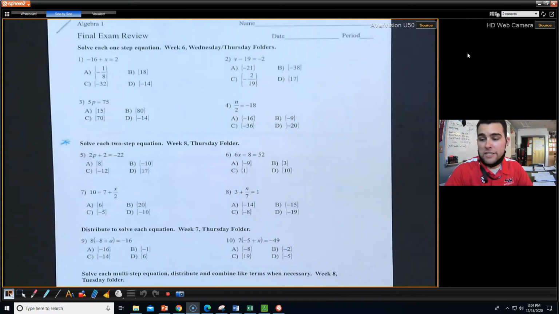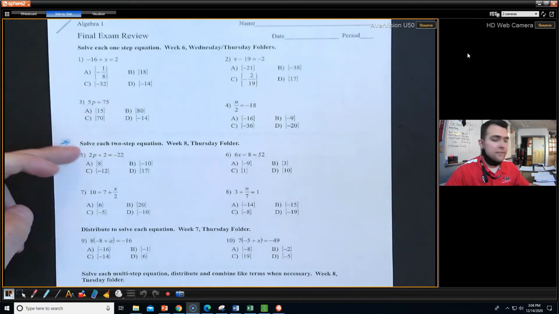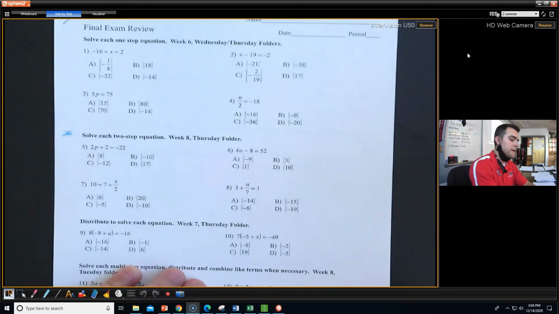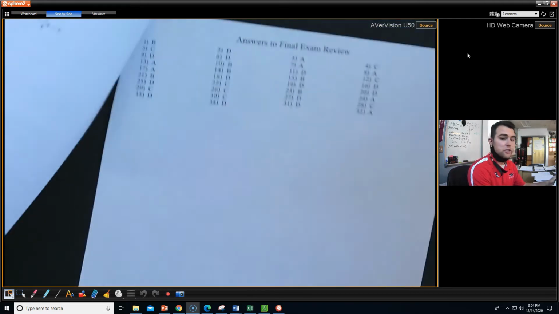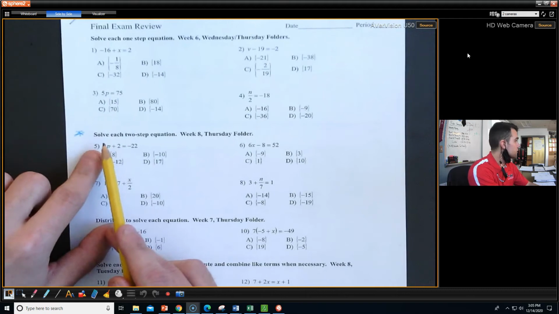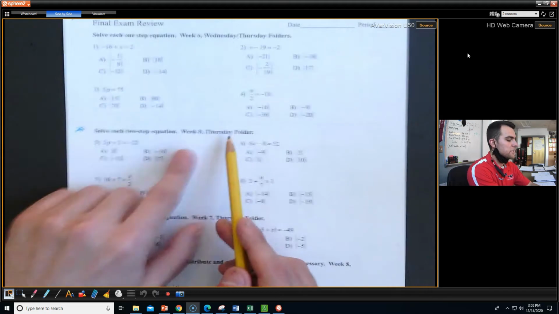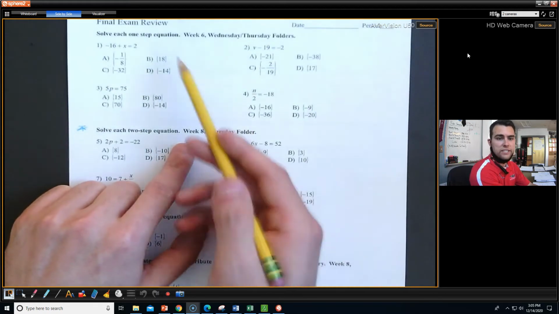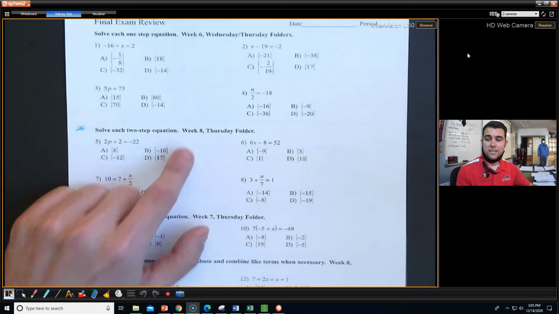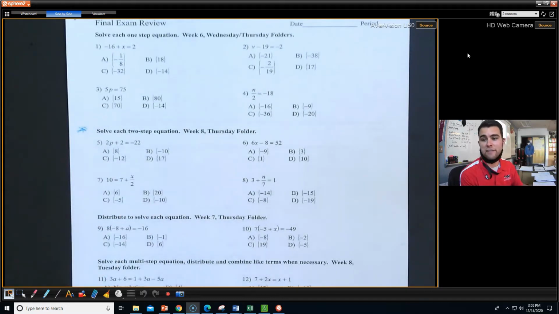We're going to go over the final exam review. We're going to start at this header right here. Now, a couple things about this final exam review. Towards the back, I have the key, so you can check your work and check your answers. For each header, it'll tell you what to do, and then it'll say Week 8, Thursday folder, Week 6, Wednesday, Thursday folders. That's just where you can go in Schoology to find those older video lessons in case you need help on this stuff.